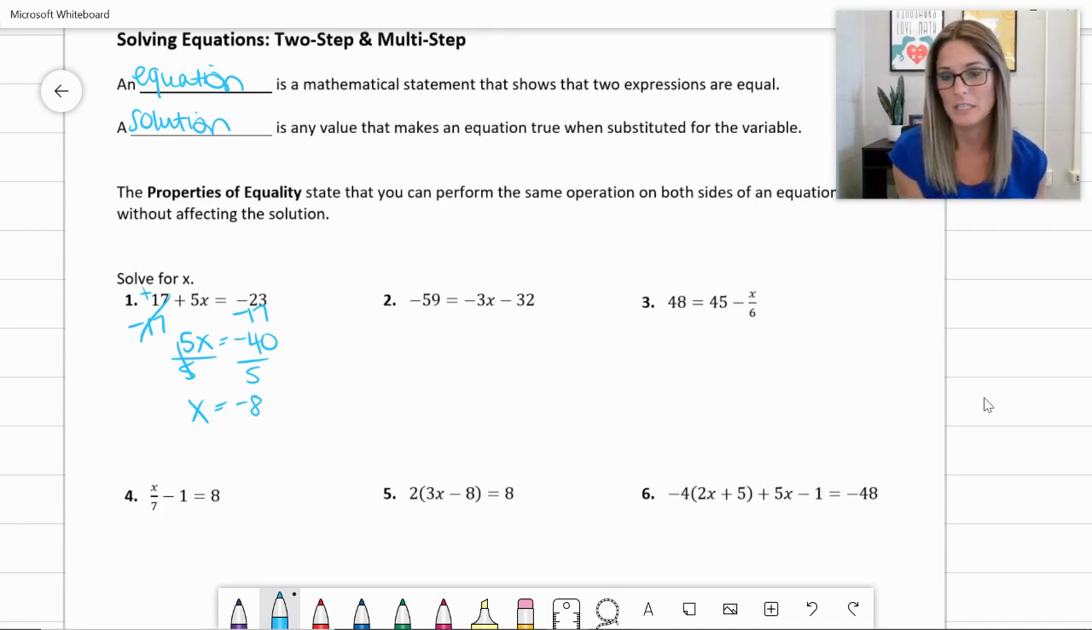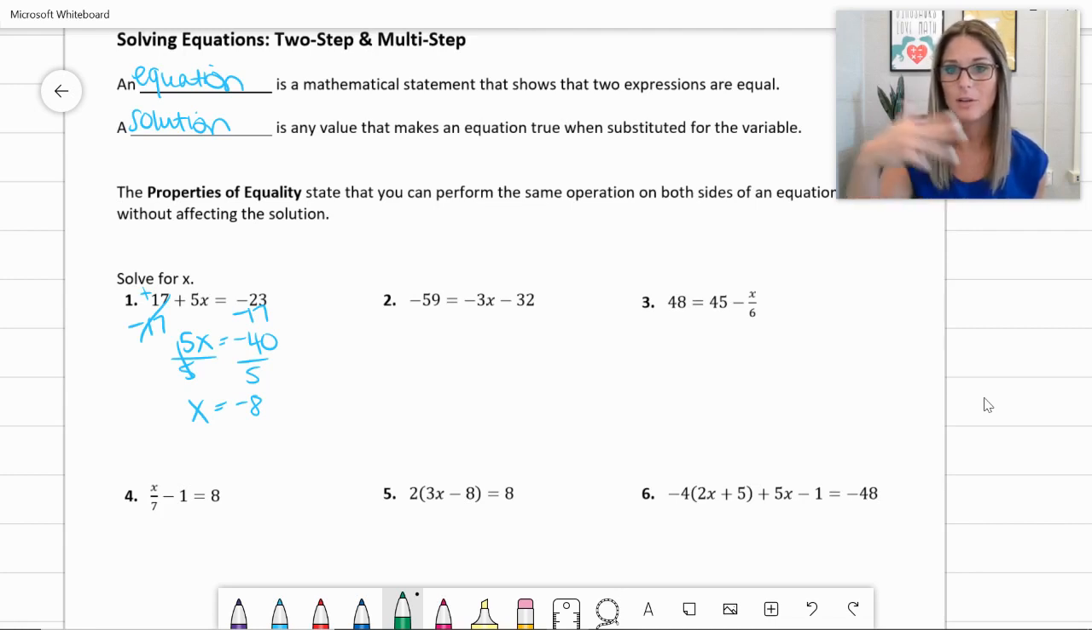Now we talked about solutions, so I could plug it back in and see if negative 8 works. I could use my calculator just to be quick, but 5 times negative 8 would be the negative 40. Plus 17 would give me negative 23. Sounds like it works. Let's look at number 2. Very similar setup. Things are kind of flipped onto the other side, so you might see it set up different ways, but we're still following the same process here.